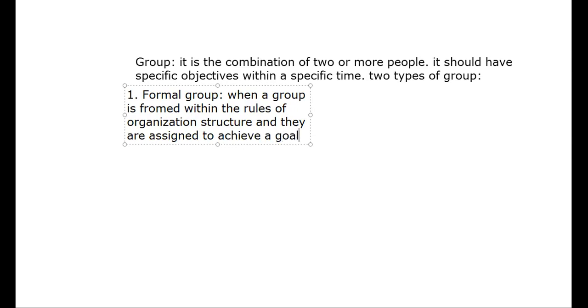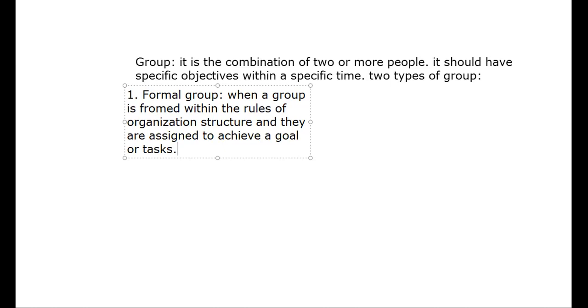So by formal group we understand that it must be determined by an organizational structure, and that they will be assigned to achieve a specific task within it. So first, the subject is: group is a combination of two or more people, and they should have a specific objective that should be achieved within a specific time period. And then two types of this group can be formed.